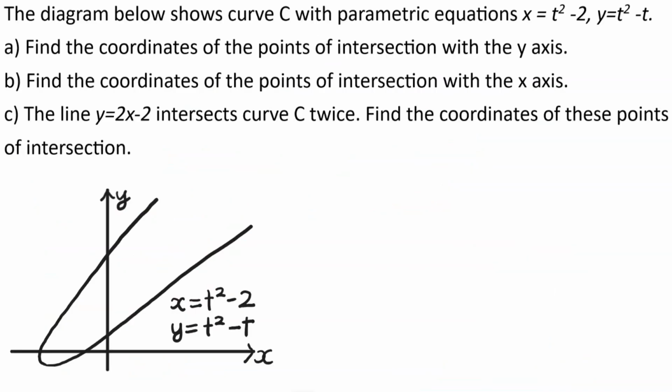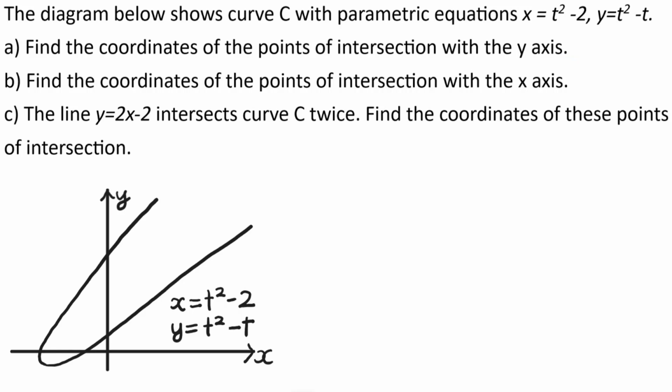Okay, we're going to go through some past exam questions in one moment, but there's one more thing I want to cover quickly that they like to ask, and that's to do with parametric equations and points of intersection. So here's a question that I've written that's to do with this. We're told about a diagram that shows curve C, so this is this diagram here, and we're told this curve C has parametric equations. x is equal to t squared minus 2 and y is equal to t squared minus t. And for part A, we need to find the coordinates of the points of intersection with the y-axis.